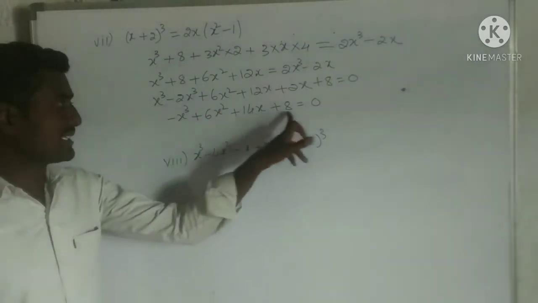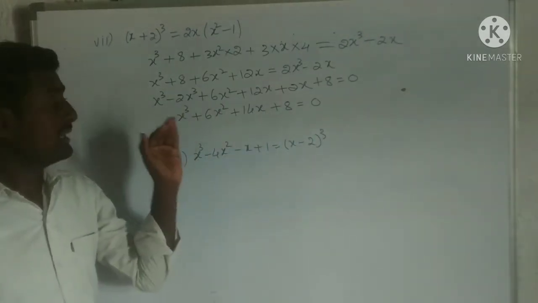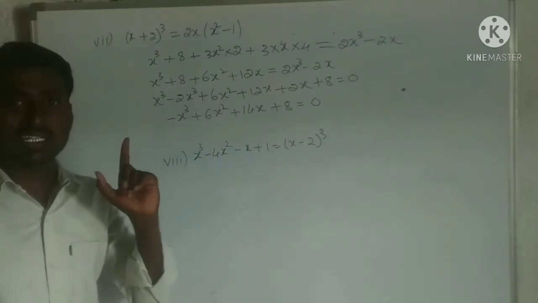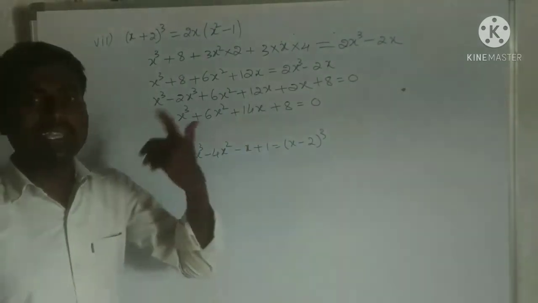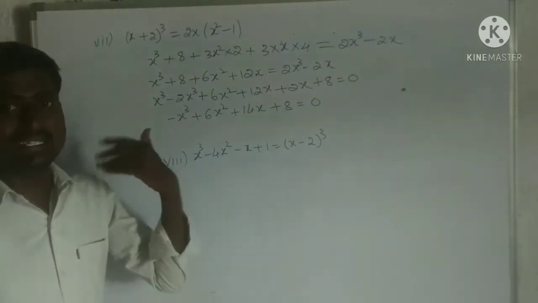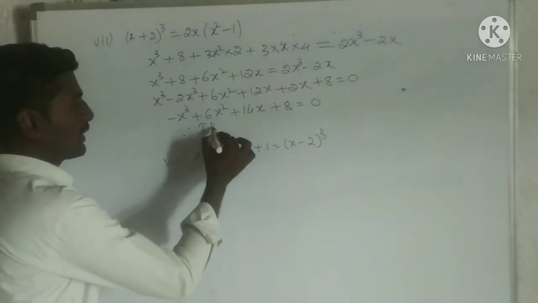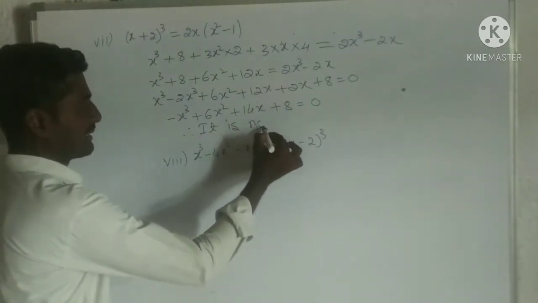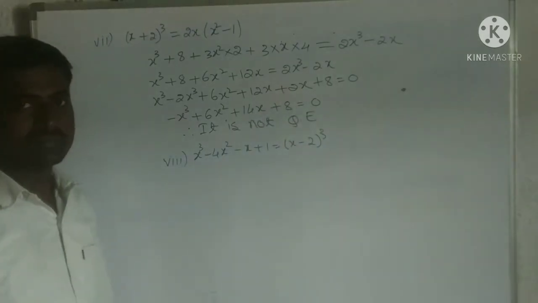The degree of this equation is 3, which means the highest power of x is 3. It is not a quadratic equation. We can call this equation a cubic equation. Because degree 3 is there, you can say it is a cubic equation. So therefore it is not a quadratic equation.